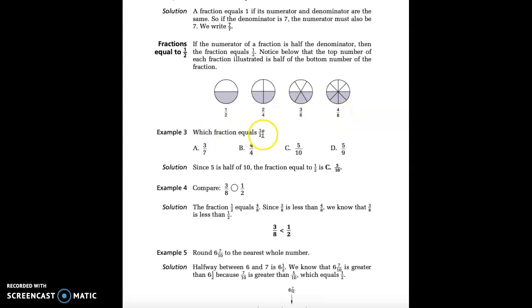Which fraction equals 1/2? Is 3 half of 7? No. Is 4 half of 4? No. Is 5 half of 10? Yes. Is 5 half of 9? No. So C must be our answer.